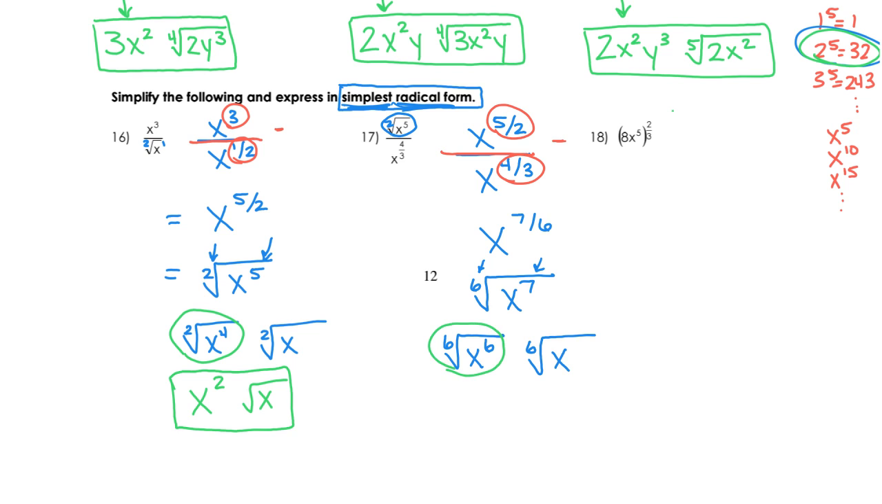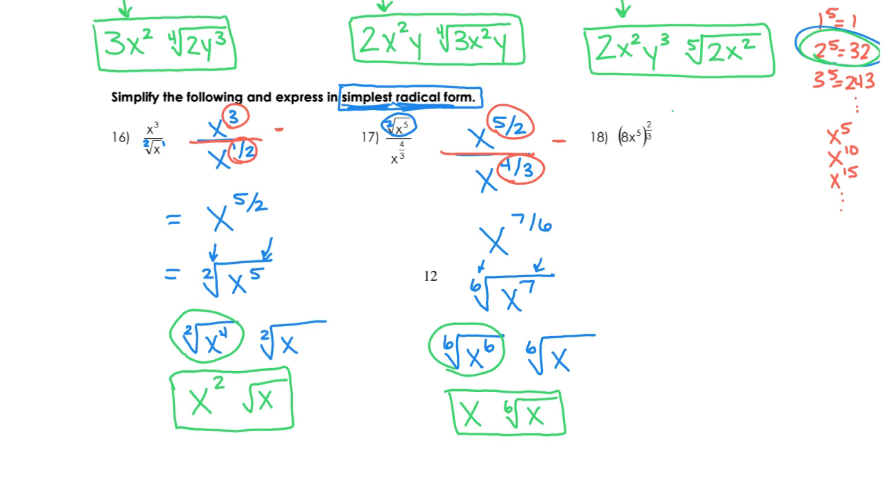We go ahead and circle our perfect. 6 divided by 6 is 1, so this just becomes x to the first, or just x. And we leave a little space and bring down that not perfect house. And there's our answer. All right, let's try 18.